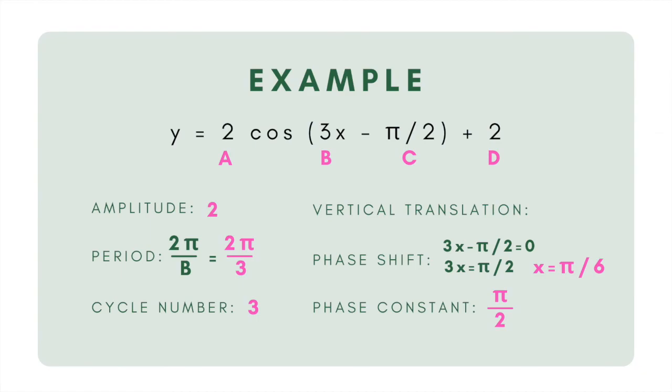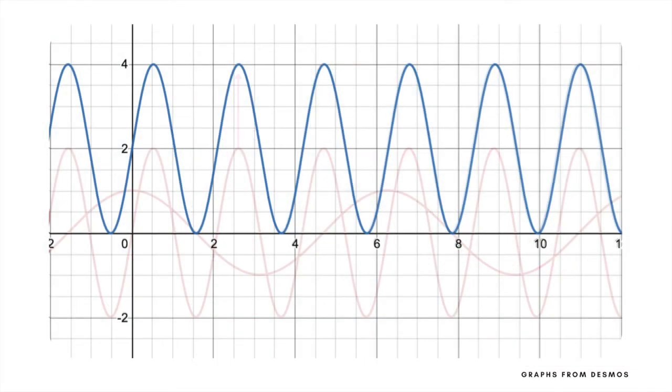Last but not least, we have to identify our vertical shift. To do so, we need to just identify d, or 2. Our graph is now shifted along the y-axis by positive 2.